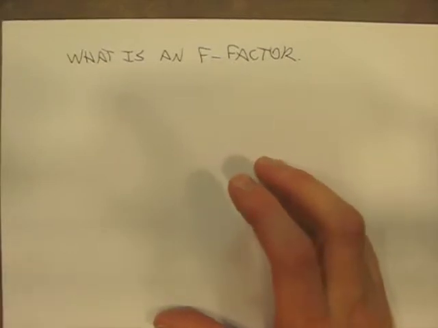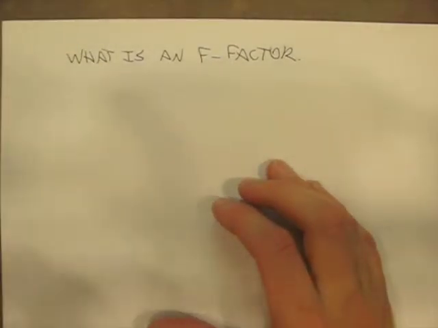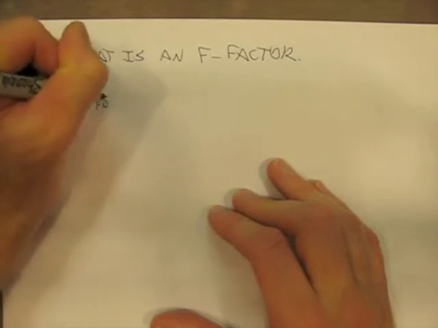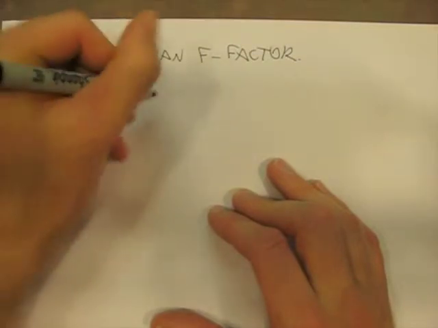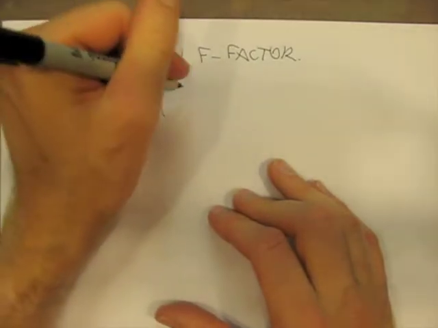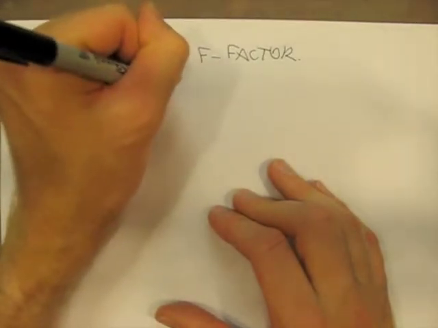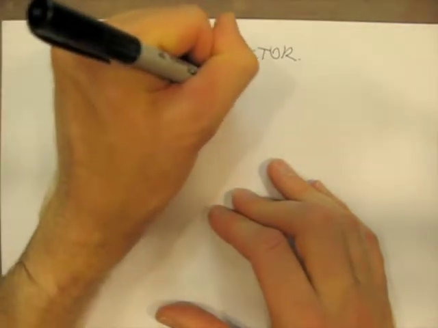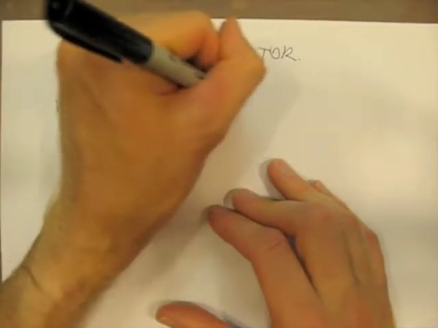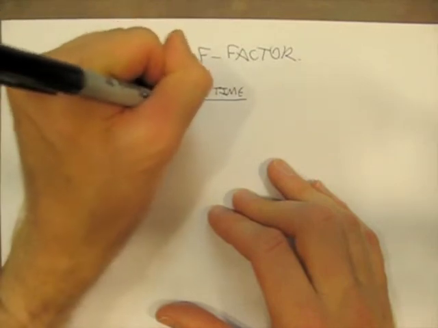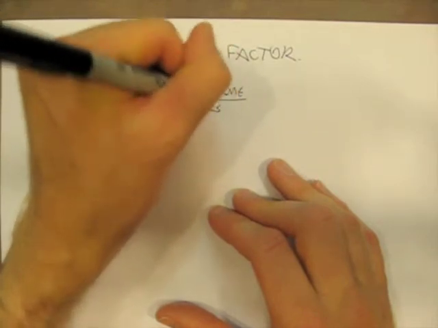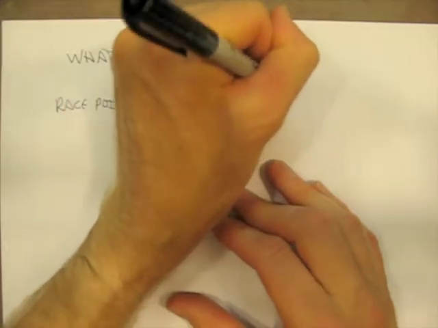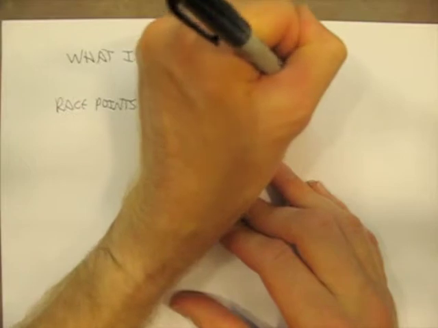Okay, so I said in one of my earlier videos that race points is equal to racer's time divided by winner's time, minus 1, times F.